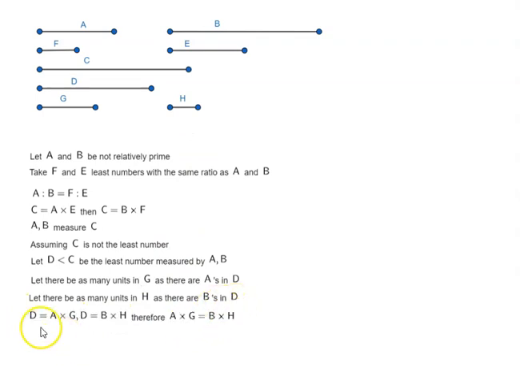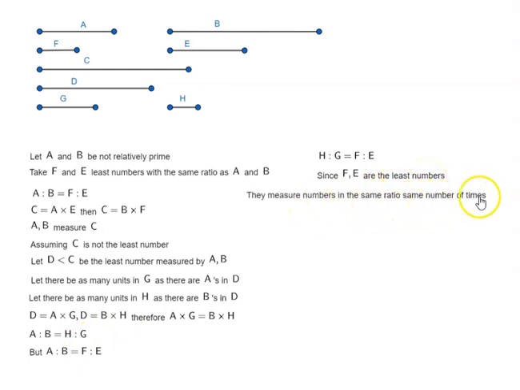What would that imply? It would imply D is equal to A times G, and D is equal to B times H. Since both are equal to D, A times G is equal to B times H, which we can write as a proportion: A is to B is equal to H is to G. Remember, we already have A is to B is equal to F is to E. That means H is to G is equal to F is to E. Now, since F and E are the least numbers, they measure numbers in the same ratio the same number of times.